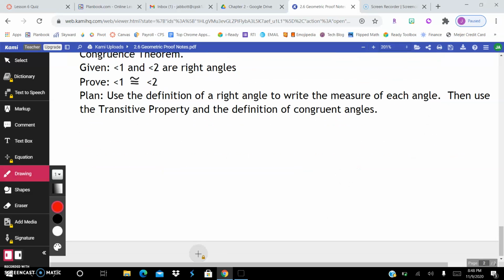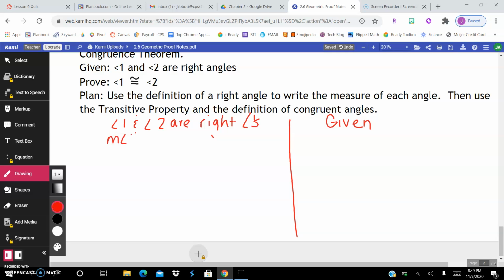And we're going to start off with our given. Angle 1 and angle 2 are right angles. And that is what is given to us. So here's my 2 columns. Then if angles 1 and 2 are right angles, then we know that they are both 90 degrees, since right angles are 90 degrees.